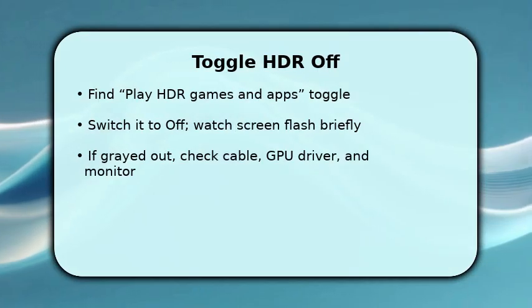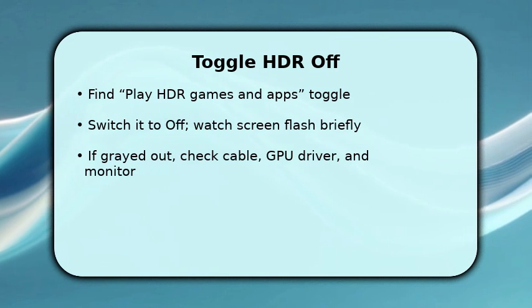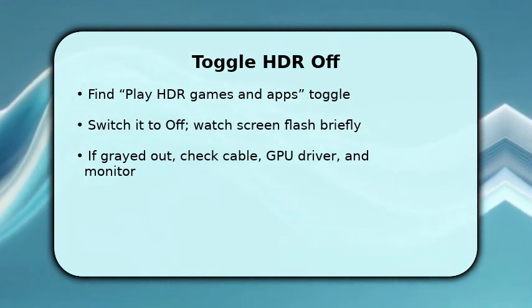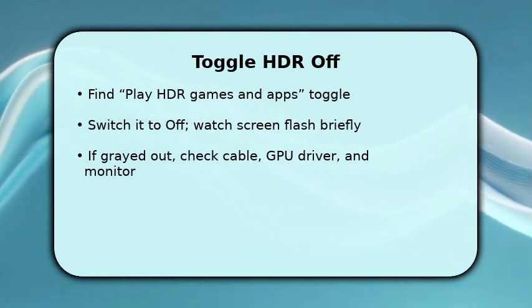Now proceed to the HDR. You'll now toggle HDR off in the Windows HD Color section. Locate the Play HDR Games and Apps switch and flip it to off. The screen will often flash as the color profile changes. Once switched, check that brightness and color return to normal.